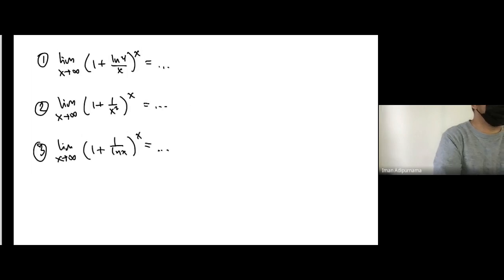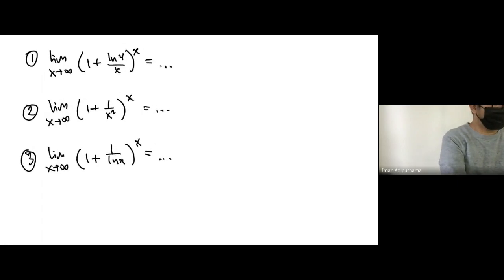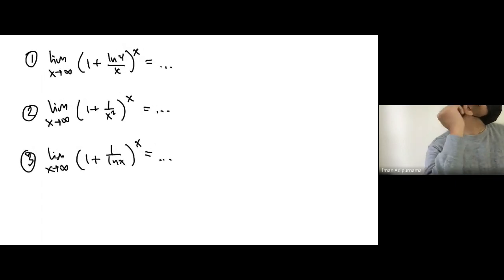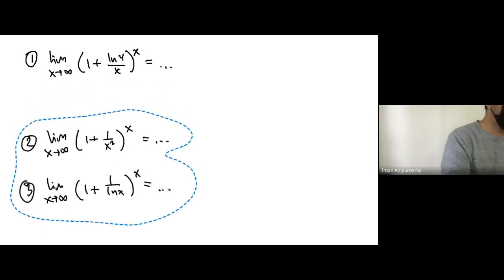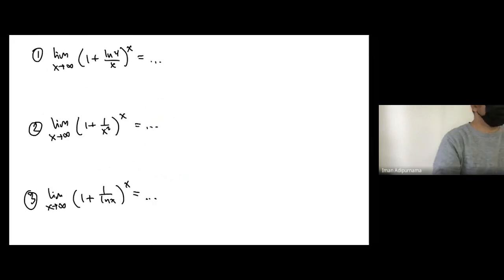We start with this. I have 3 different limits here. They are of a similar form, but different in some aspect. The form is a little bit similar. It has a power of x, and it has something like 1 over something here, x squared. This is ln 4 divided by x. This is 1 over ln x.